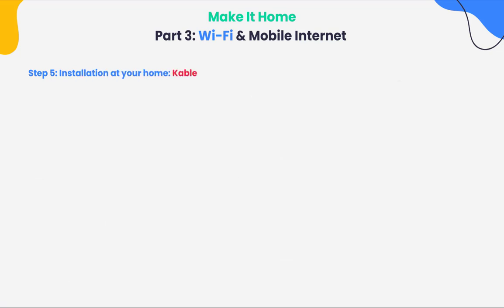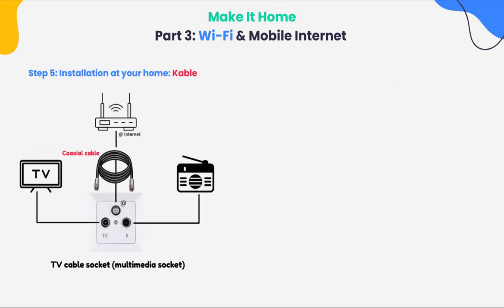If your connection is cable, you will use the TV cable socket, also called the multimedia socket that we discussed earlier. This socket has 3 outputs. The bottom right is for radio, the bottom left is for TV. So if you want, you can connect a cable from that point to your TV for channels. The one that matters for internet is the top output labeled data.